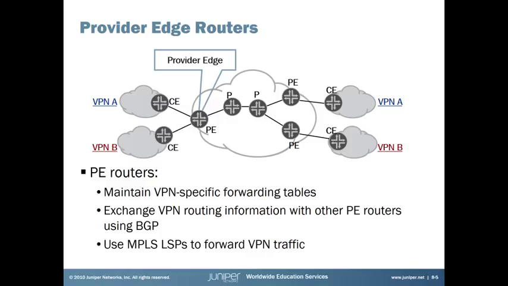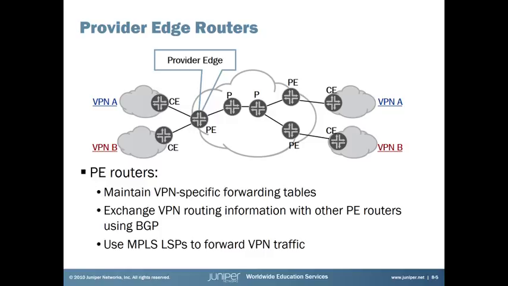Then there's the provider edge router. The provider edge router is really the only router in the whole of the provider's network that has to be aware of the VPN. It maintains the VPN specific forwarding tables. It exchanges the VPN routing information with other PE routers using BGP, and it will use MPLS label switched paths to forward the VPN traffic between PE routers. So the traffic will transit the provider's network via label switched paths, which we're going to be configuring.